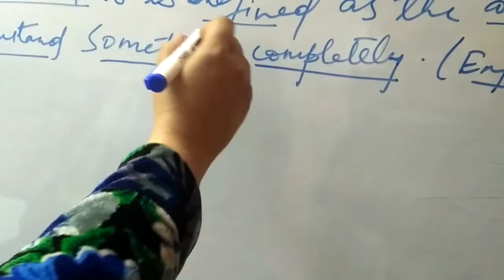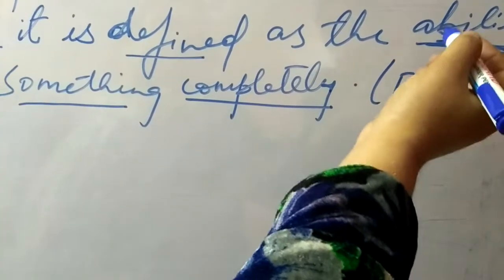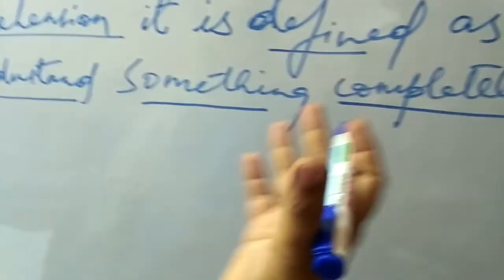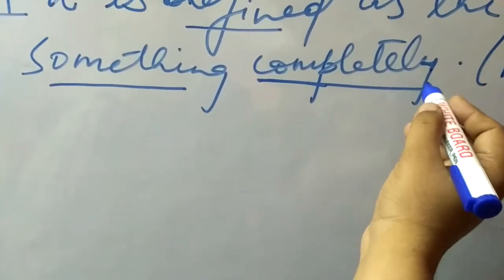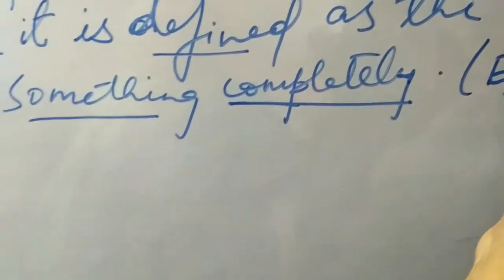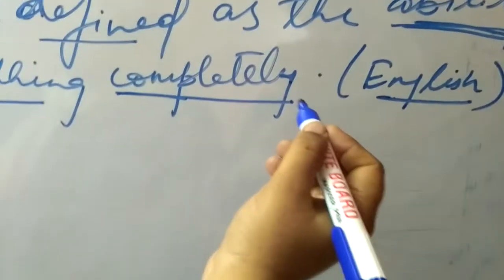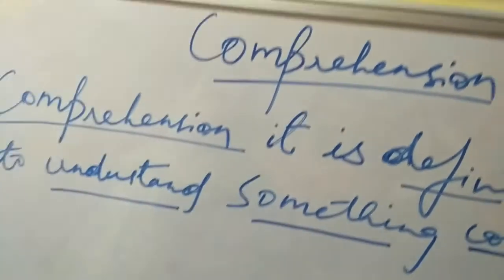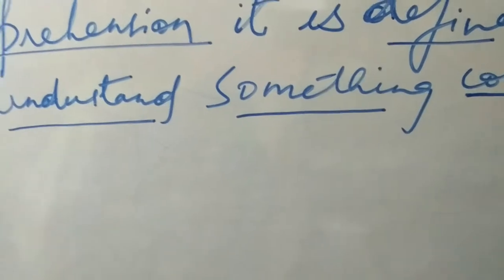So comprehension, it is defined as the ability. This is the most important word, the ability, the capability, the capacity to understand something completely, not incomplete. You are understanding it completely. And what are you understanding? The language of the passage, the language of English in which the passage is written. Clear? Then at school level you got small passages, students, and you had to read out that passage, right? And the questions were based on that passage, right?